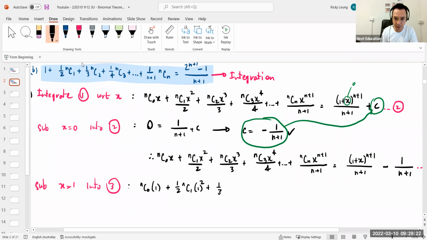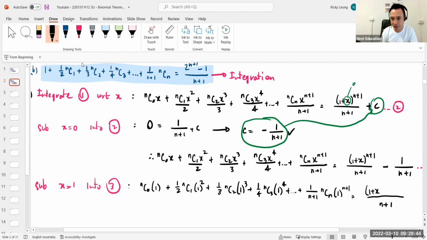1 on 3, NC2, 1 cubed plus 1 on 4, NC3, 1 to the power of 4 plus dot dot dot, 1 on n plus 1, NCn, 1 to the power of n plus 1. And then, like I said, on this side, common denominator is achieved.